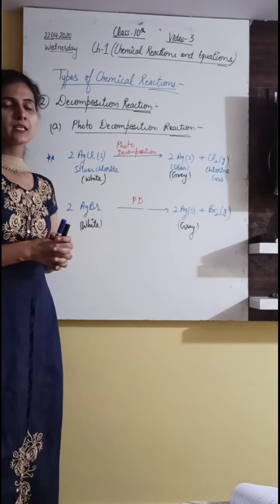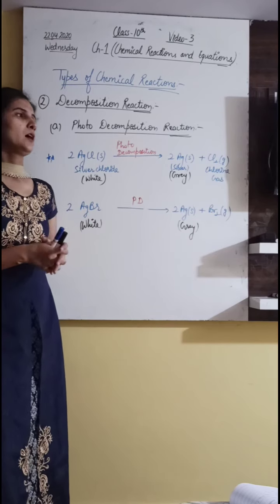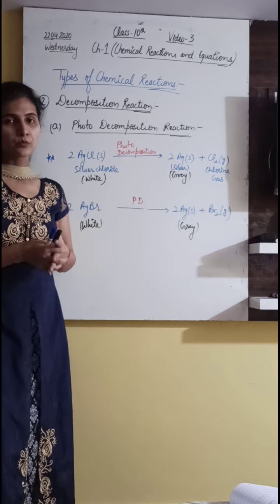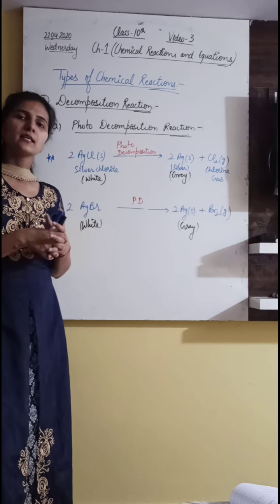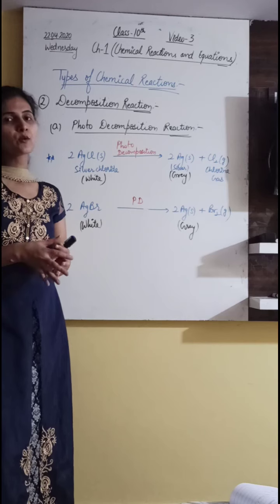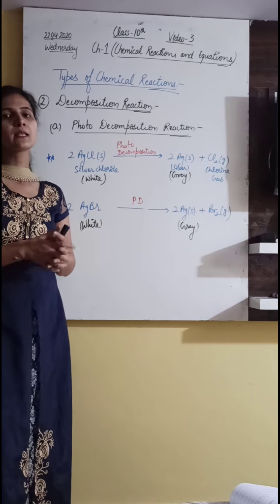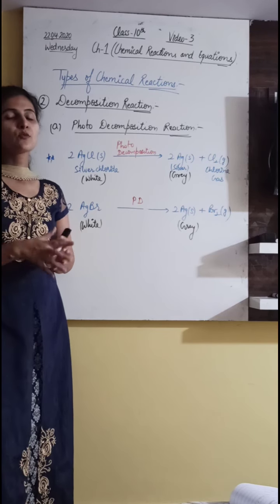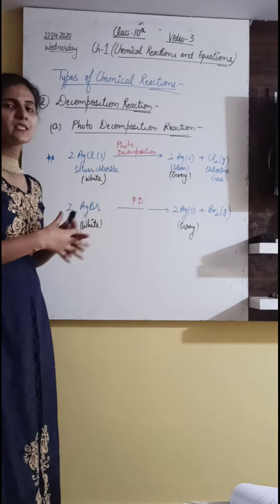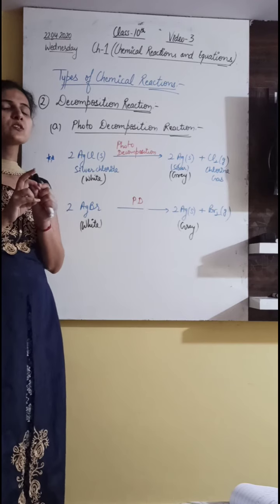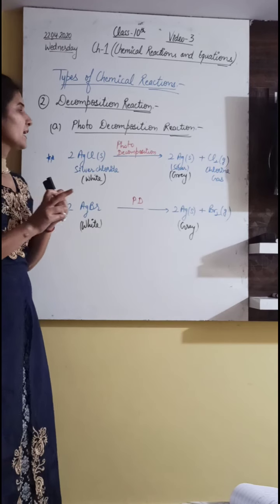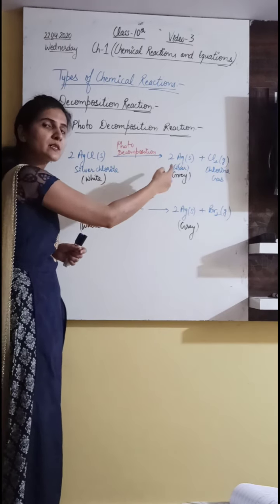Which kind of question will come in exams? Generally this kind of question comes: why do we keep silver chloride bottles in a dark room or dark area? Or the opposite question: why do we not keep silver chloride bottles in direct sunlight or in a bright light room? The answer is this kind of question generally comes as a 2 marks question. First of all you have to say that photodecomposition takes place and this silver chloride will split up into silver and chlorine.